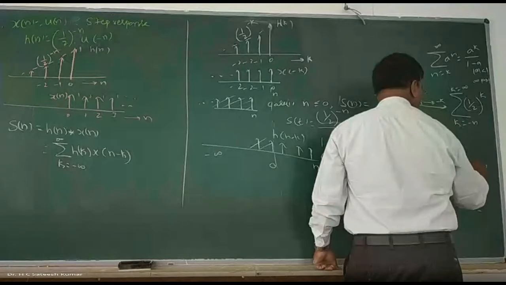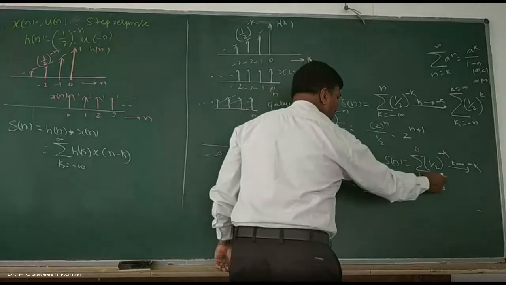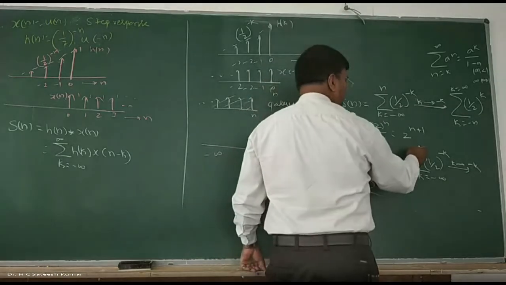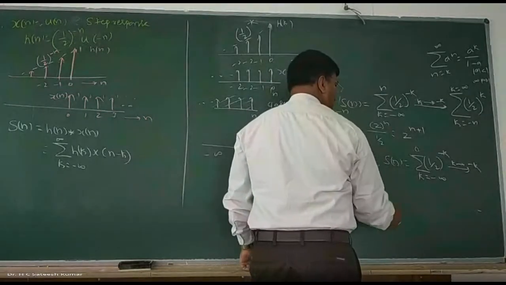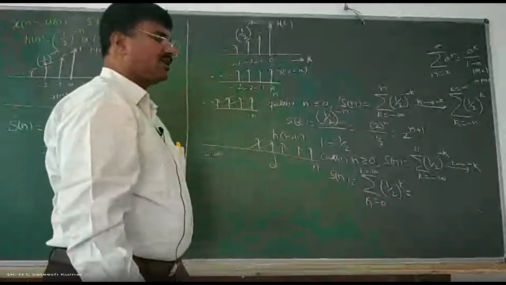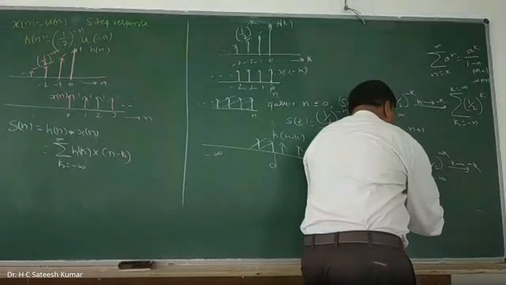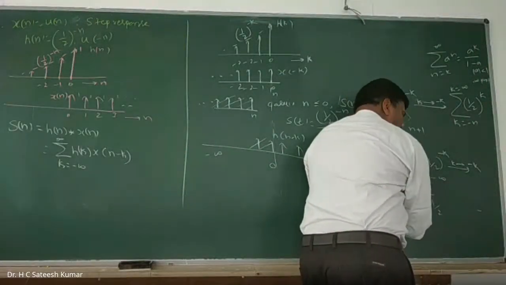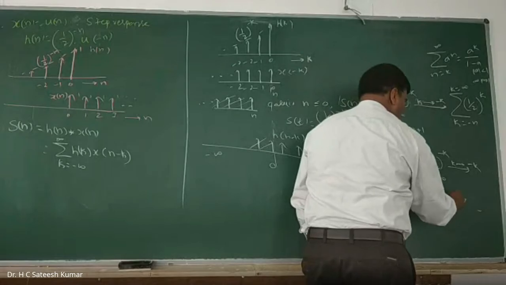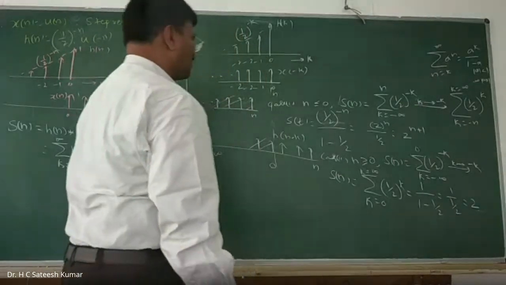We replace k by minus k. Then s of n is equal to summation, minus k is equal to minus infinity, therefore k is equal to infinity. Minus k is equal to 0, therefore k is equal to 0, and half to the power of k. We have a formula for this one: summation k varies from 0 to infinity, a to the power k is 1 divided by 1 minus a, provided magnitude of a is less than 1. A is 1 by 2, which is less than 1. So this is 1 divided by 1 by 2, which is equal to 2.